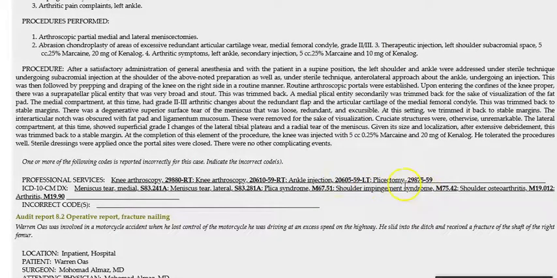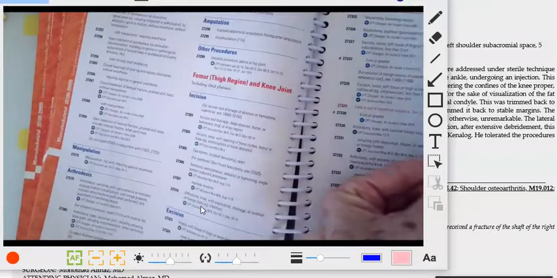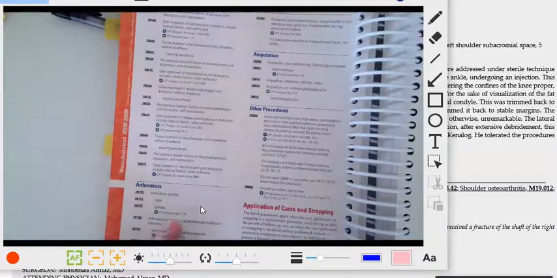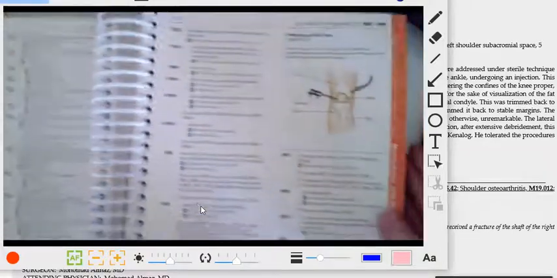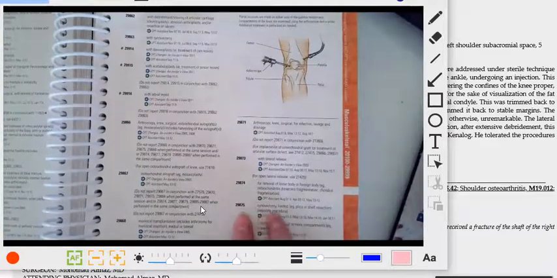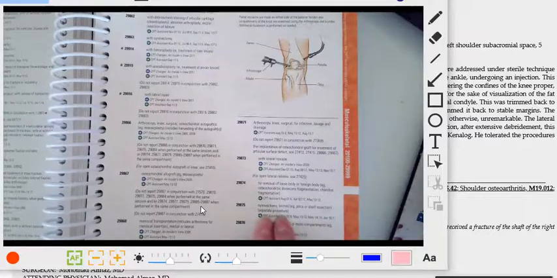Next, we have the plicectomy, 29875. Let's go look at that code. 29875. So again, it's an indented code, so it's going to read arthroscopy knee surgical synovectomy limited, so plica or self-resection. Then it says separate procedure.